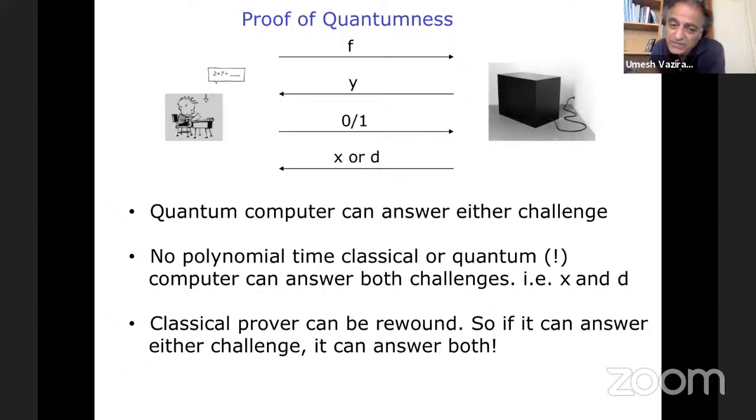Okay, so now let me run through at an intuitive level why this provides a proof of quantumness. Here's the idea. A quantum computer can answer either challenge, as we saw. On the other hand, waving our hands slightly, we can say that no polynomial time classical or quantum computer can answer both challenges, because answering both challenges seems to require knowing both x0 and x1.